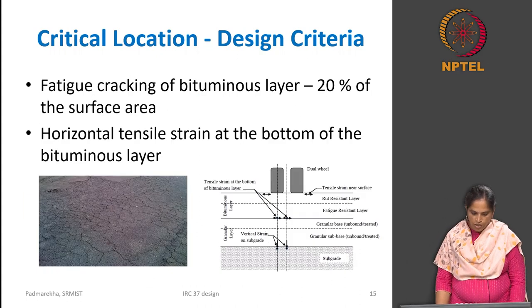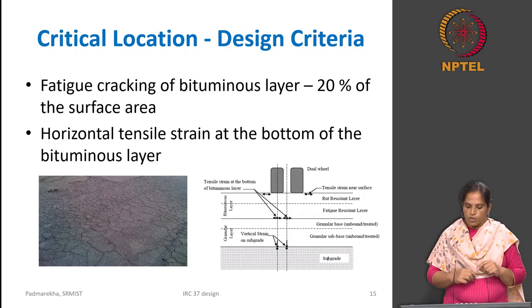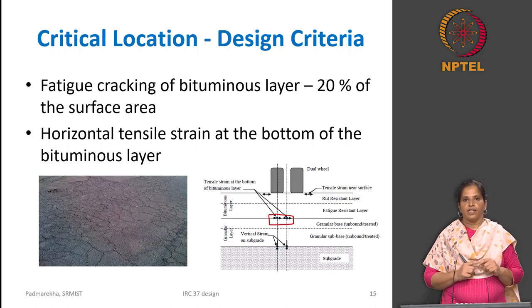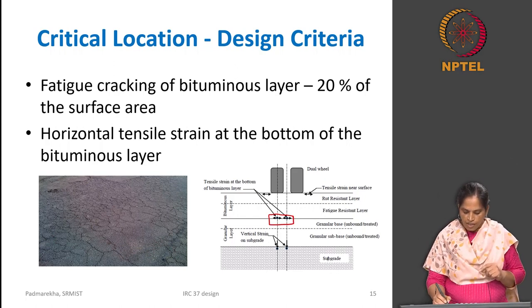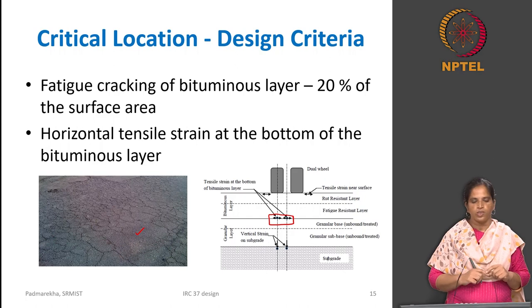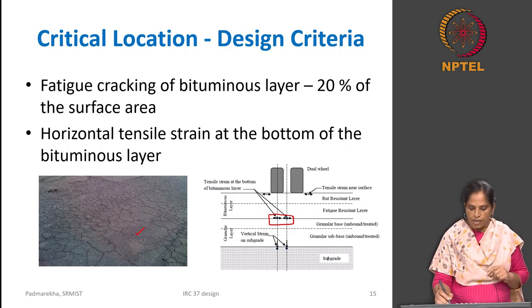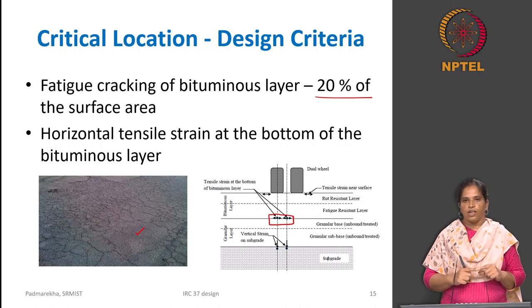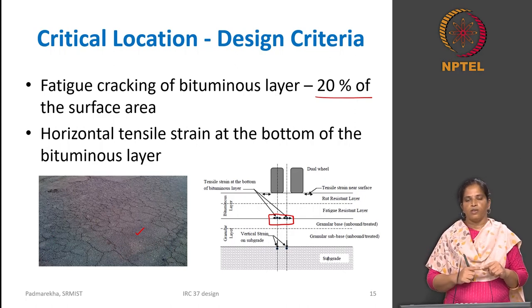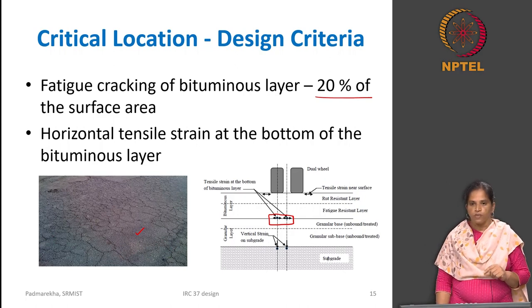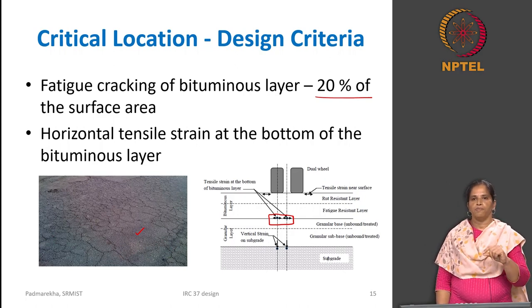The next distress is fatigue damage distress. We know that tensile strain at the bottom of an asphalt layer induces fatigue damage. When the tensile strain is excessive, you can see the crack from the bottom propagates to the top surface, and the typical cracks look like this. We measure cracking in terms of percentage area, and the critical limit is considered as 20% of the area being cracked. So when the cracked area exceeds 20% of the surface area, we say that the pavement failed in fatigue damage.